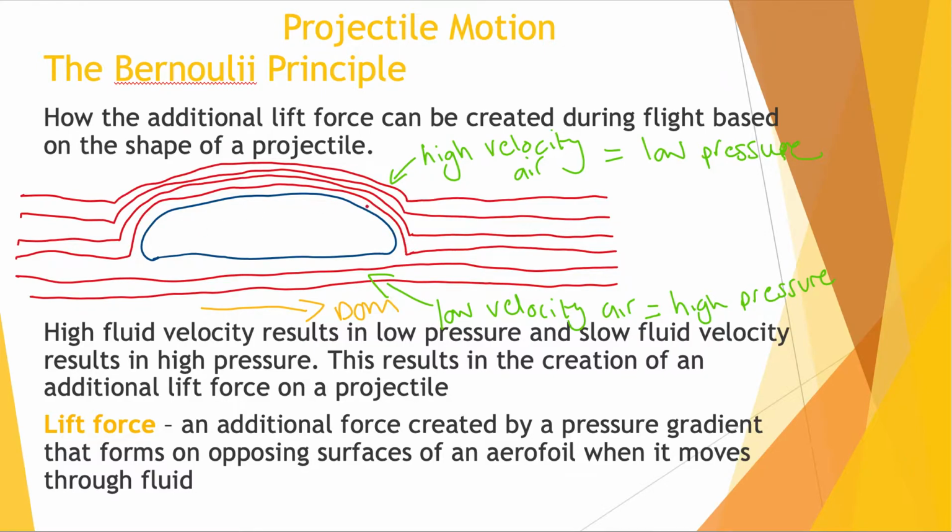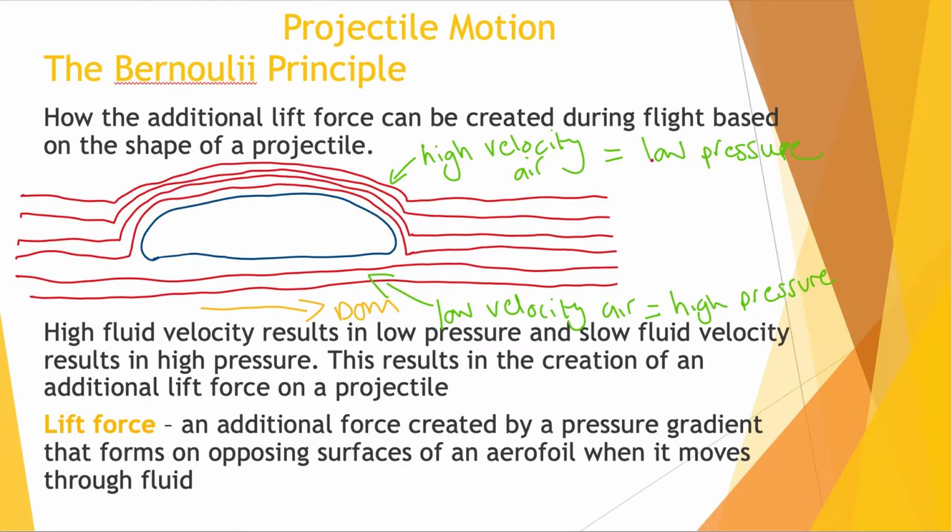Because it's got further to travel, it must travel at a higher velocity in order to get to this side at the same point in time. Similarly, this particle and this particle and this particle, they're being forced a long way around and therefore have to travel faster. So this long side compared to the short side creates these differences in air velocities and therefore differences in air pressures.